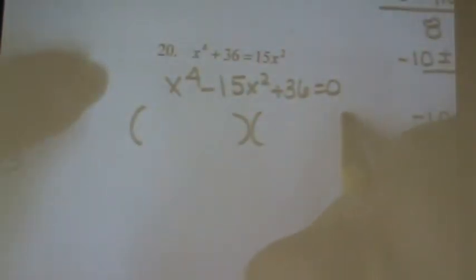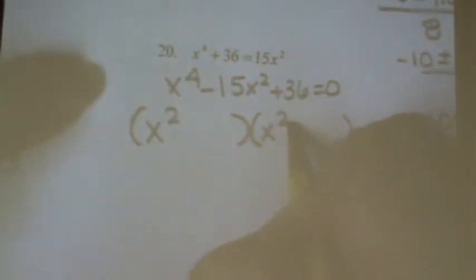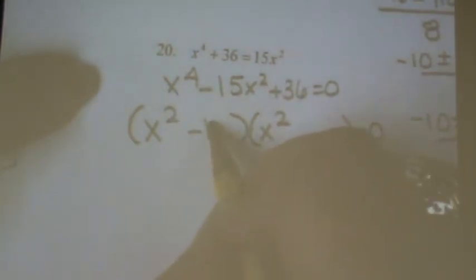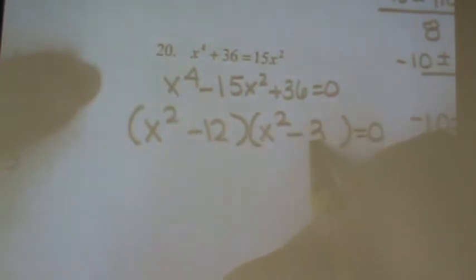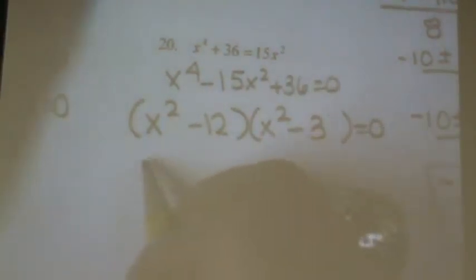It's going to be 2 parentheses. You get x squared and x squared. What two numbers multiply to give you 36 but add to be negative 15? Negative 12 and negative 3. Is she right? Yes. You get 36 and add. Yep, you're good. Set each of these equal to 0.